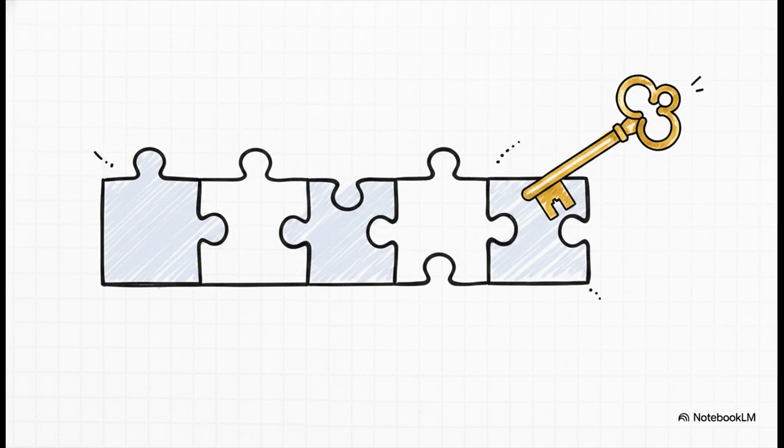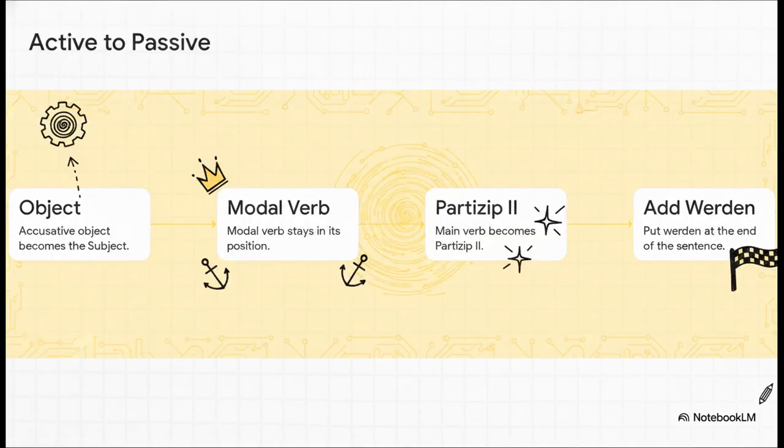So die Tür is the subject, muss is the modal, geschlossen is our Partizip II, and werden. The door must be closed. This combo right here is the absolute golden key to professional German. And this brilliantly illustrates just how wonderfully logical German grammar can actually be.